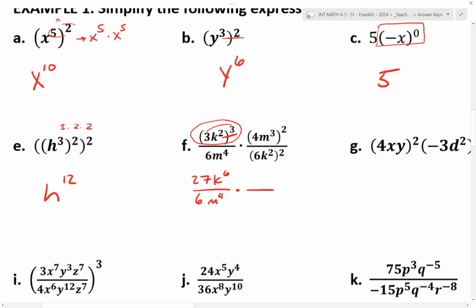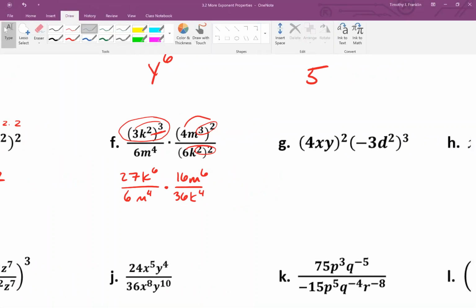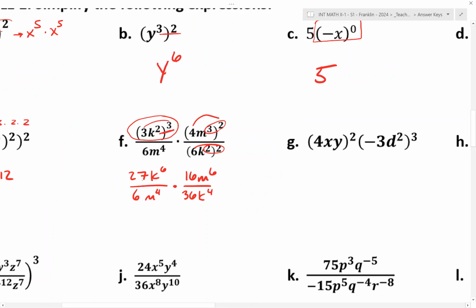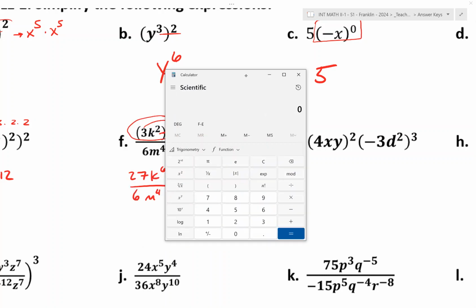Now let's do the same thing. Let's simplify 4 to the 2nd power, that's 16, 4 times 4. And then you can just multiply 3 times 2 for the m, that's 6. 6 to the 2nd power, that's 36. And then you can multiply the exponents, k to the 4th. Well, now we have some simplifying to do. Now we could multiply straight across. 27 times 16, 6 times 36. That'll work just fine. Let's go ahead and do it that way, and then there is another method you can use.